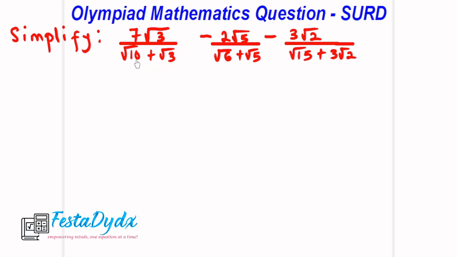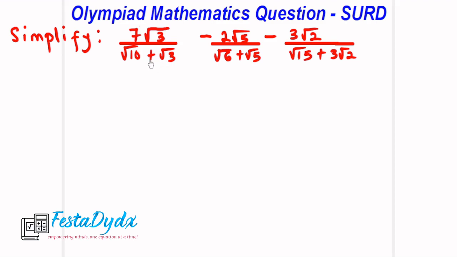So looking at this question, we have binomial surds as the denominators. These are two surds joined by the plus sign, so these are binomial surds. And whenever we have binomial surds as the denominator, the best thing to do is to rationalize that denominator. That means we need to make this denominator a rational number.